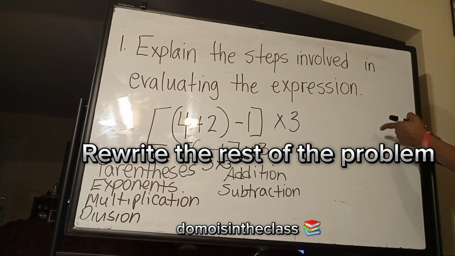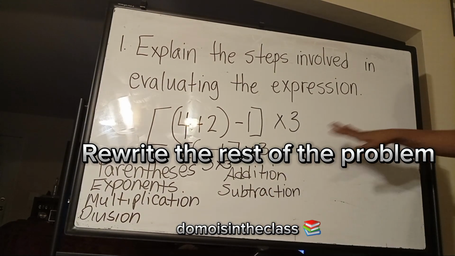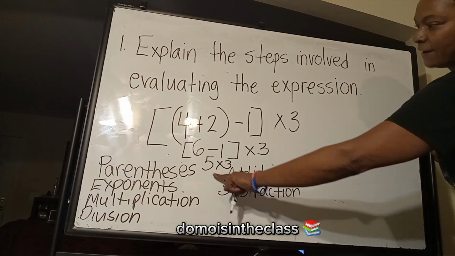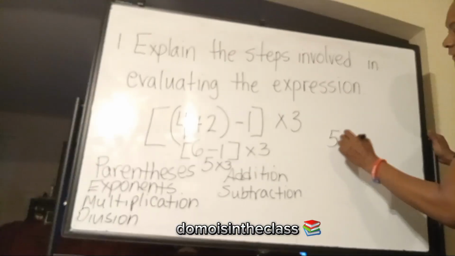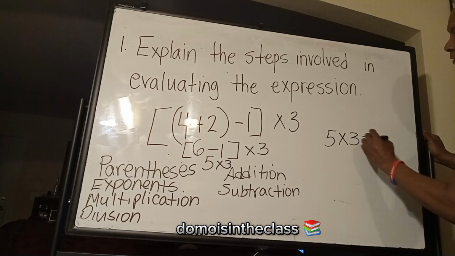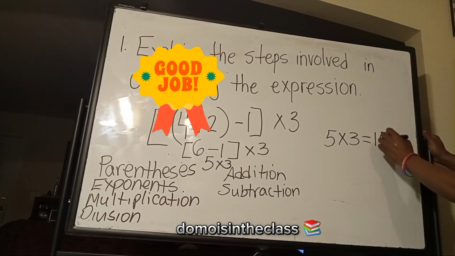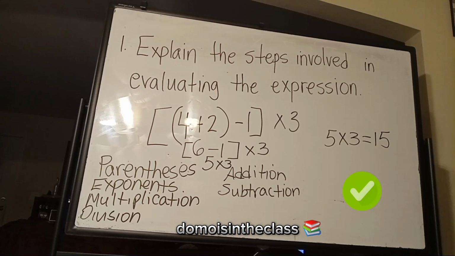So I'm going to move it over here just so I can have room because I want to leave the rest of the stuff there. So now we have 5 times 3. So 5 times 3 equals? 15. Great job. And that is the answer. 15.